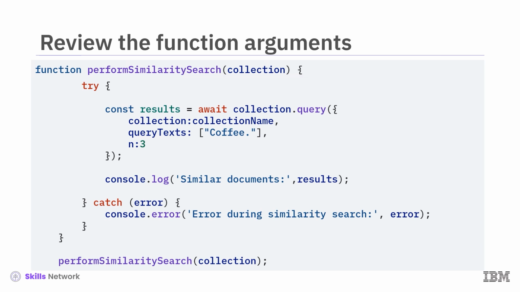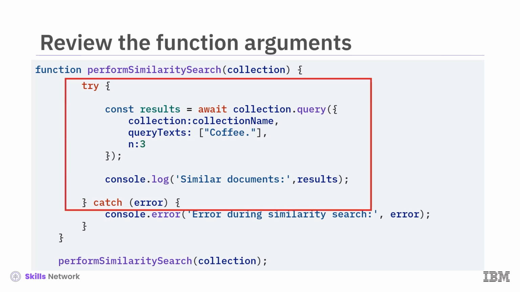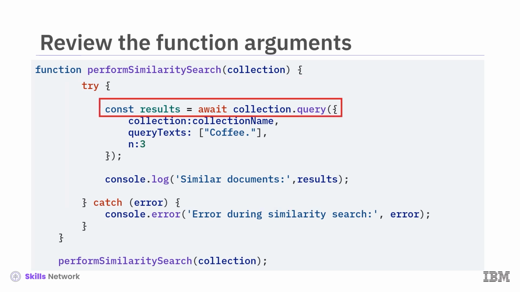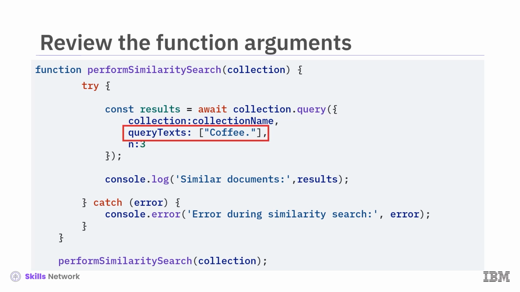Next, examine the code's functions. For error handling, the function starts with a try-catch block to handle potential errors during the search. For search configuration, you can see that the line of code that reads const results equal await collection query performs the similarity search. Next, query texts coffee specifies the query text as coffee.